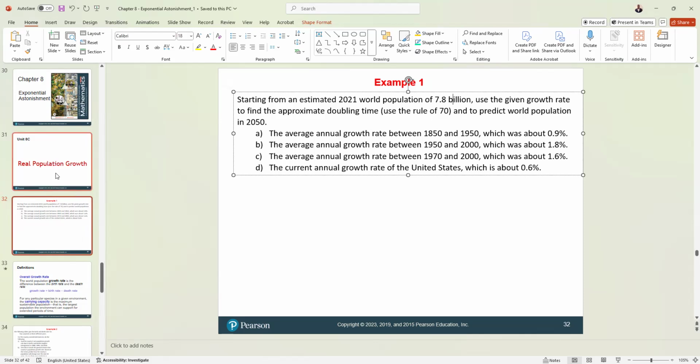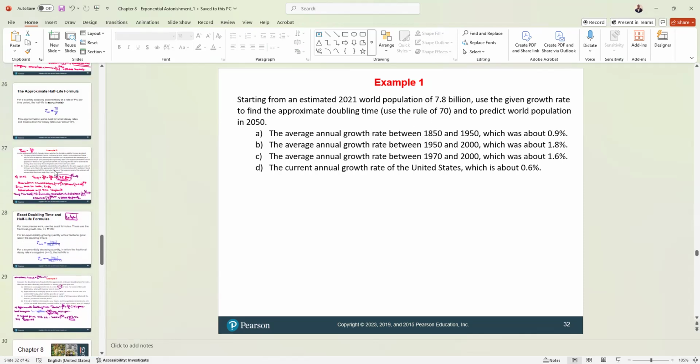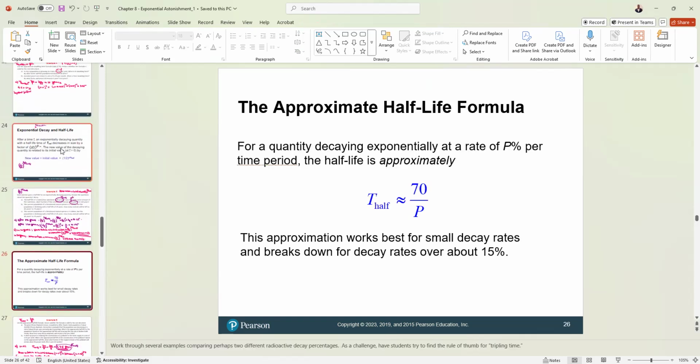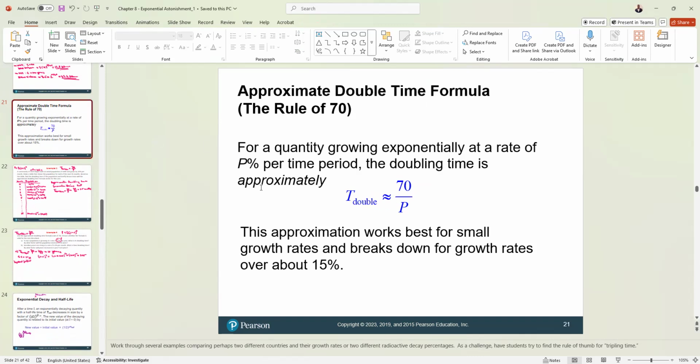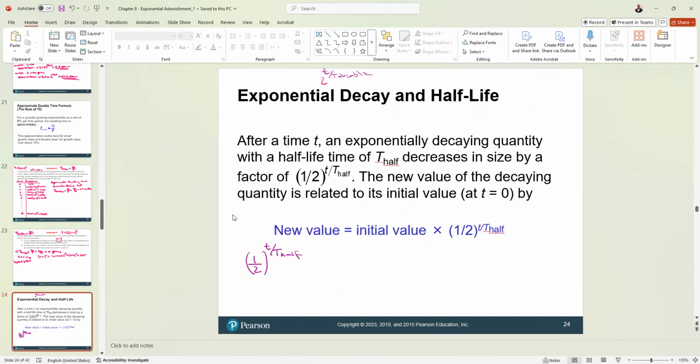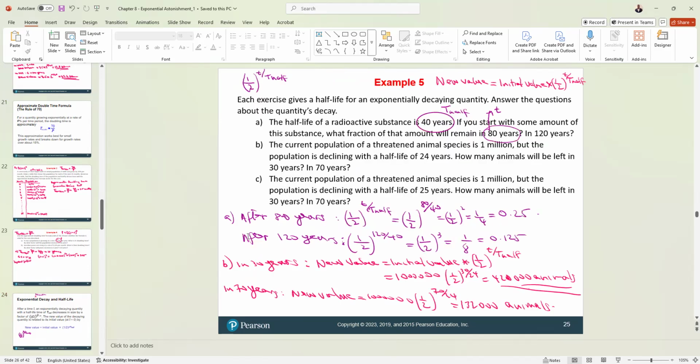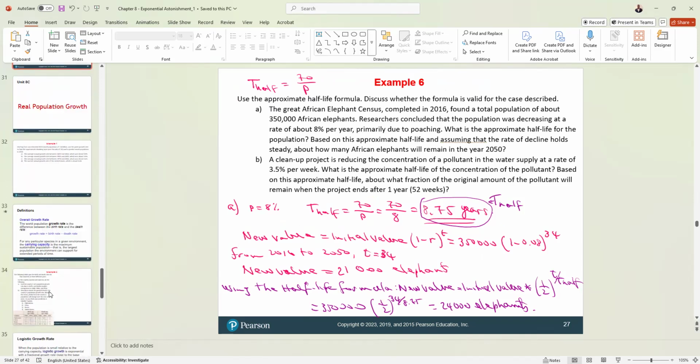If for some reason you forget the rule of 70, remember we covered it in the previous videos, and feel free to go back and see all these videos. The approximate doubling time formula, the rule of 70, for a quantity growing exponentially at a rate of p% per time period: the doubling time is approximately 70 divided by p. This approximation works best for small growth rates and breaks down for growth rates of about 15%. So feel free to watch the previous video, Unit B, in this chapter, okay? But now, because you know it, I'm gonna go back to my exercise.